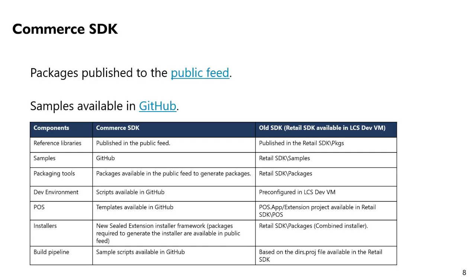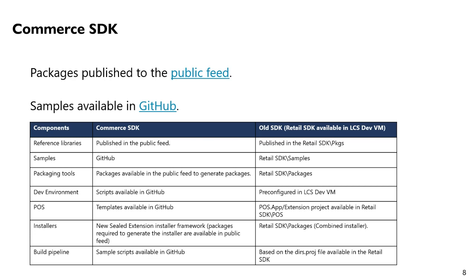Okay. So the first thing I want to talk about: the new SDK mainly contains two components. One is the samples, and the other one is the packages. Previously, the samples were all published in the retail SDK on the LCS dev VM. Now all the samples we are migrating or creating new and publishing to GitHub. So going forward, any new sample, you will find it in GitHub. Maybe later when I show the demo of GitHub, I will show what the different repos are. Now that the folder structure is created for the new SDK, I will walk through that.